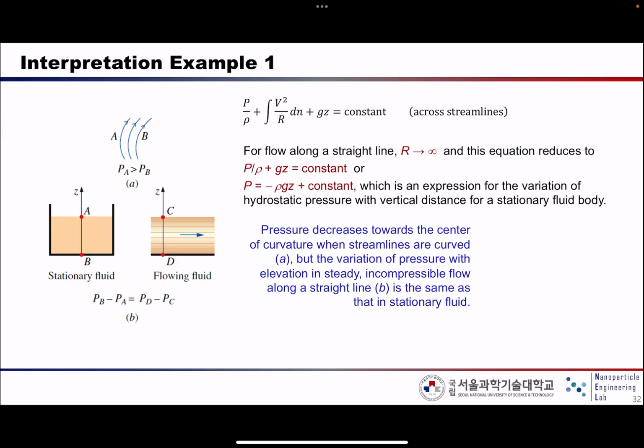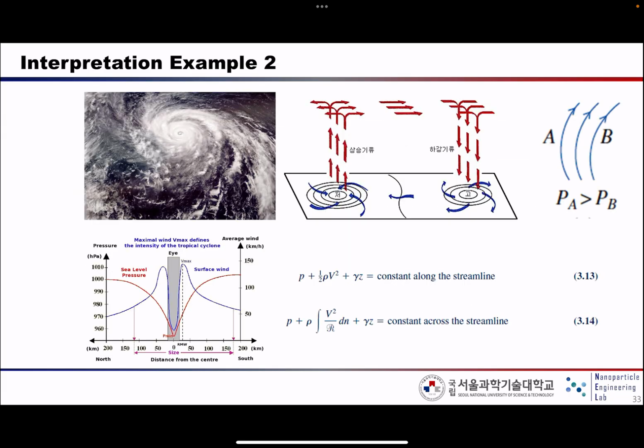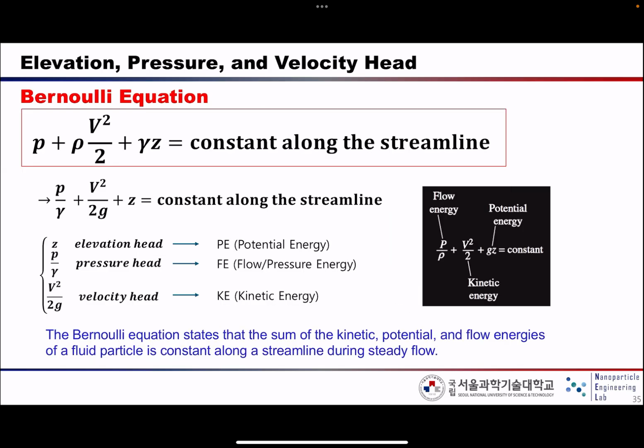Here we also talked about the example, right? Okay, I will skip it again. For the Bernoulli equation, P plus rho times V squared divided by 2 plus gamma Z equals constant along the streamline. I expect you to remember this equation for the exam. This is a little bit of common sense for your engineering life, so it is a good idea to memorize it, even after the exam period.